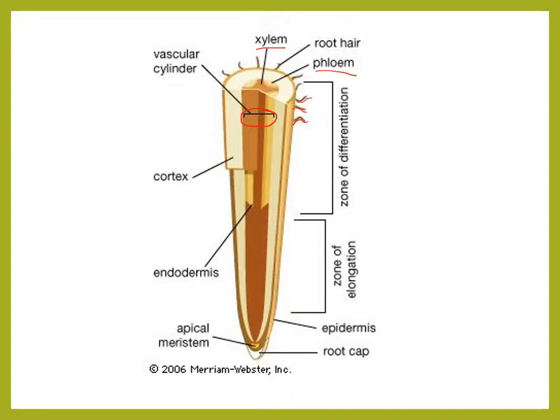And this whole region is called the zone of differentiation. You don't have to know that, but I just want you to know this is where we see a lot of different kinds of tissue inside of the roots. But as we go down towards the growing end of the roots, we call it the zone of elongation, and that's basically where it's going to grow longer.